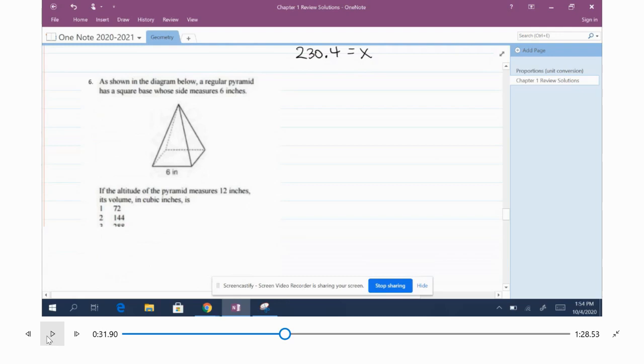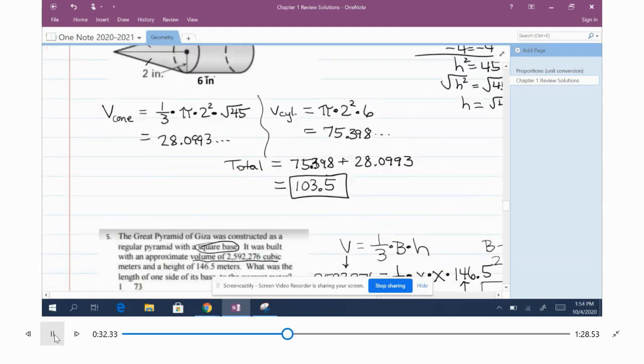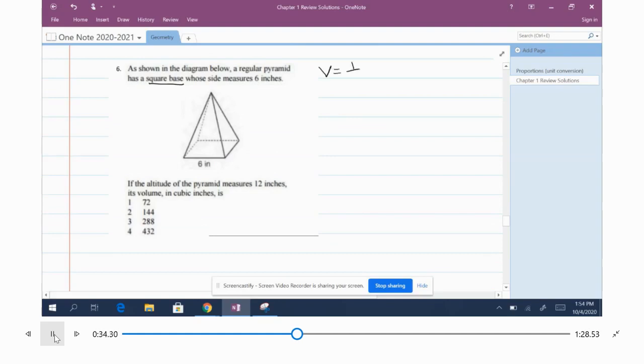So next one, we have another pyramid. It's going to be 1/3 base times height, but it has a square base. So it's not just 6. That's a very popular mistake. It's going to be 6 times 6. So that capital B that we're going to be working with, that's going to be 36, not 6.